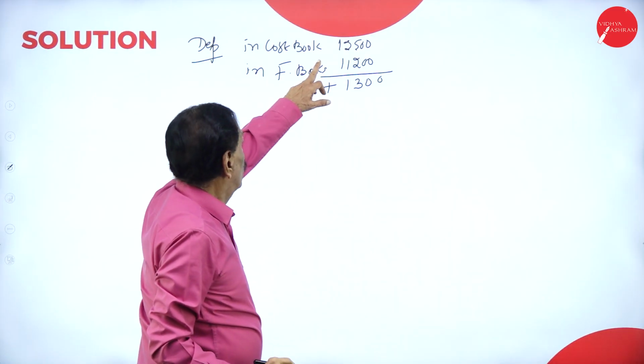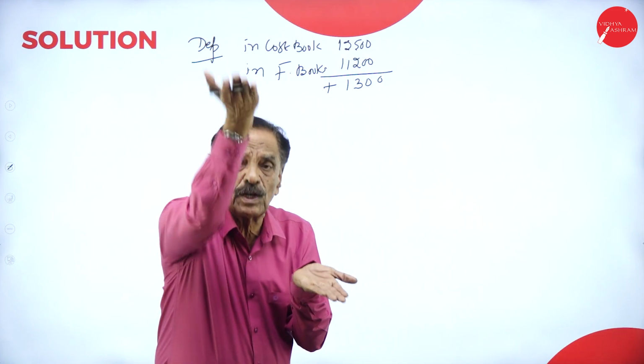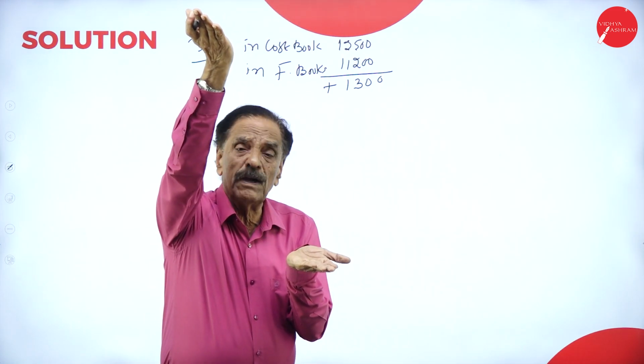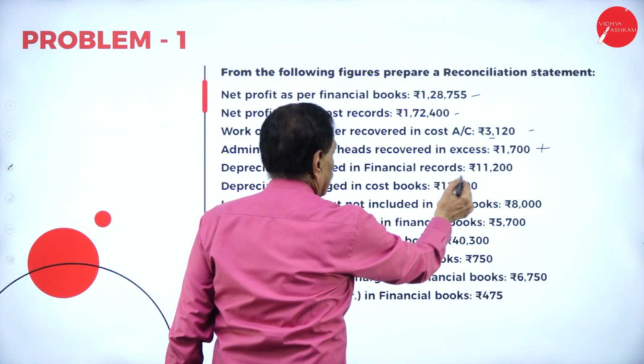We'll repeat. Who charges more? Costing. Their profit will come down. Financial profit will be made more. To make equal to financial profit, what to do? We add back 1,300. This is over.